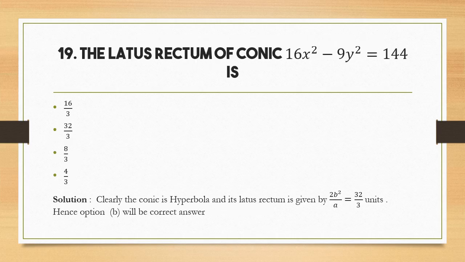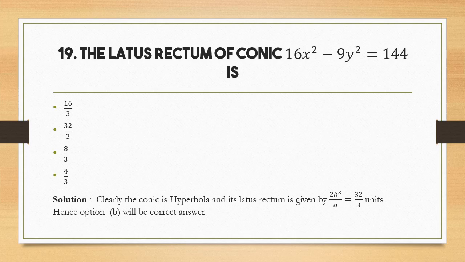We'll move to question number 19. In question number 19, it is given the latus rectum of the conic. They have not told what kind of conic it is, but it looks like a hyperbola. When you solve this conic, you will get the equation; I took the LCM as 144 and divided throughout by 144. I got x square by 9 minus y square by 16 equal to 1.